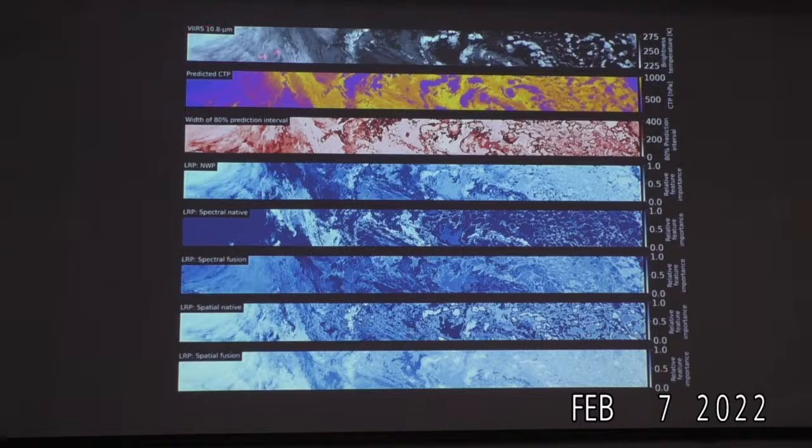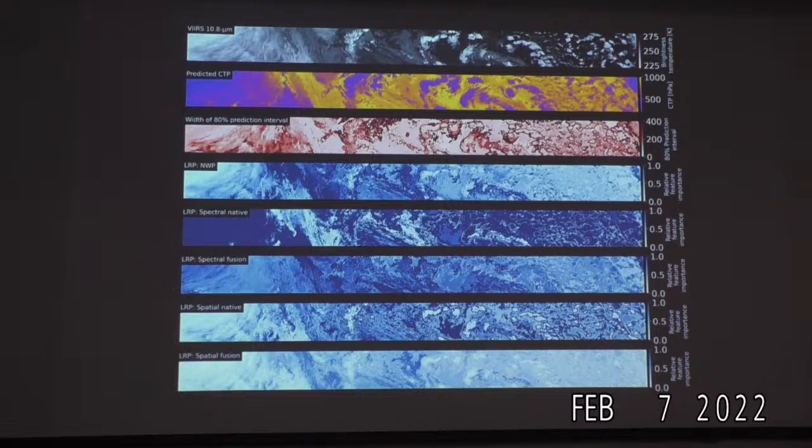So, top panel here is the VIIRS 11 micron channel. Below that, predicted cloud top pressure from our neural network. And below that is the width of the 80% prediction interval. So this can be loosely interpreted to be an uncertainty in cloud top pressure estimation. These 5 panels here are the relative feature importance imparted by layer-wise relevance propagation for 5 different conceptually linked groups of features. So those groups are NWP information, brightness temperatures from the native observations from VIIRS, brightness temperatures from fusion channels, and the spatial metrics from both.